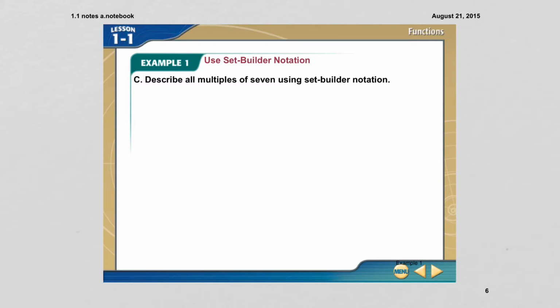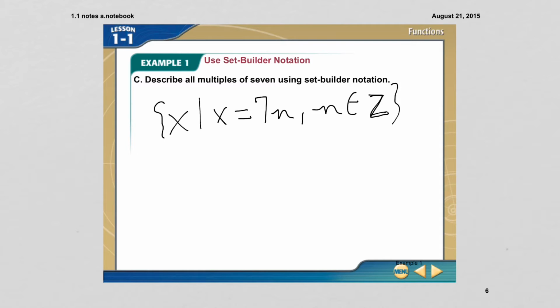Next, we're going to describe all the multiples of 7 using set builder notation. That is the set that includes all integers that are multiples of 7. So we have x such that x is equal to 7n, where n is an element of integers. Okay, and there's our set builder notation.